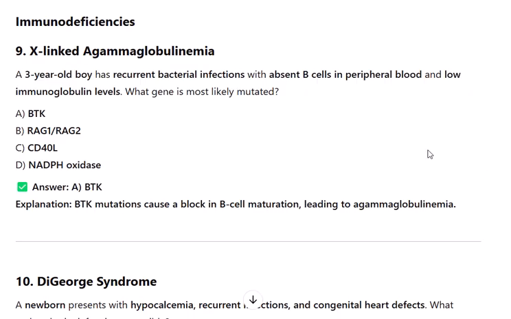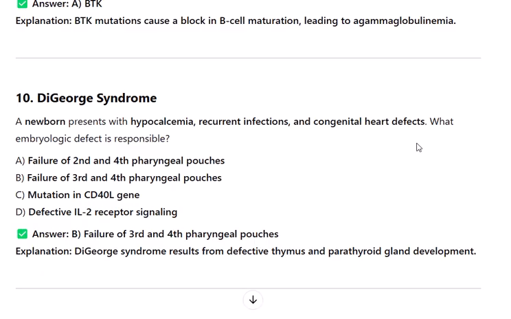10. DiGeorge syndrome. A newborn presents with hypocalcemia, recurrent infections, and congenital heart defects. What embryologic defect is responsible? A. Failure of second and fourth pharyngeal pouches. B. Failure of third and fourth pharyngeal pouches. C. Mutation in CD40L gene. D. Defective IL-2 receptor signaling. Answer B. Failure of third and fourth pharyngeal pouches. Explanation: DiGeorge syndrome results from defective thymus and parathyroid gland development.